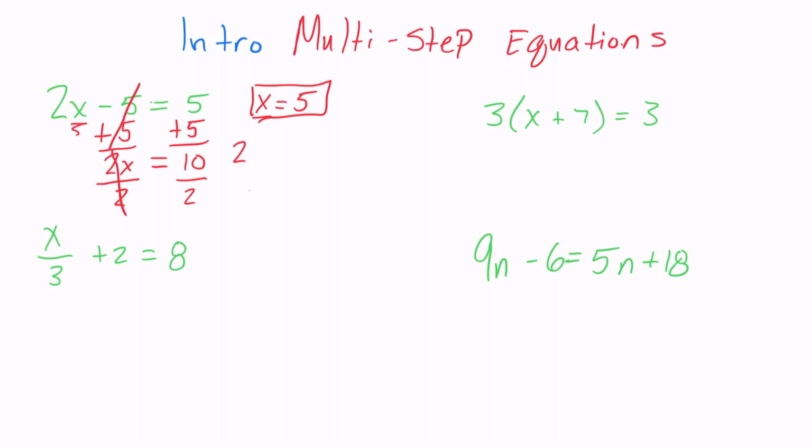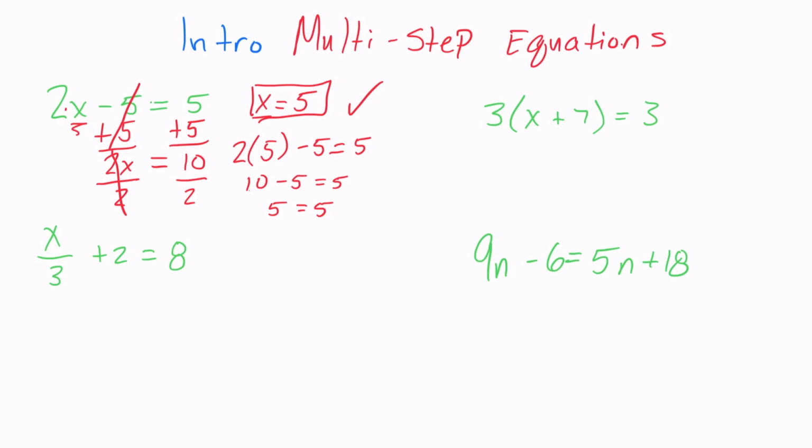And I could always check that. I can go back to my original equation of 2x minus 5 and plug in my value for x this time. This is 2 times x, recall. So 2 times 5 minus 5 equals 5. And we can solve. 2 times 5 is 10, minus 5 is 5, and 10 minus 5 is in fact 5, and 5 does equal 5. So we have done this correctly.